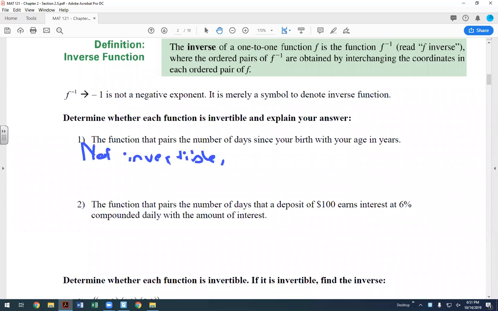Because you're not going to have that unique relationship between your age, which is a whole number, and the number of days. You cannot really determine the number of days just by knowing how old somebody is.